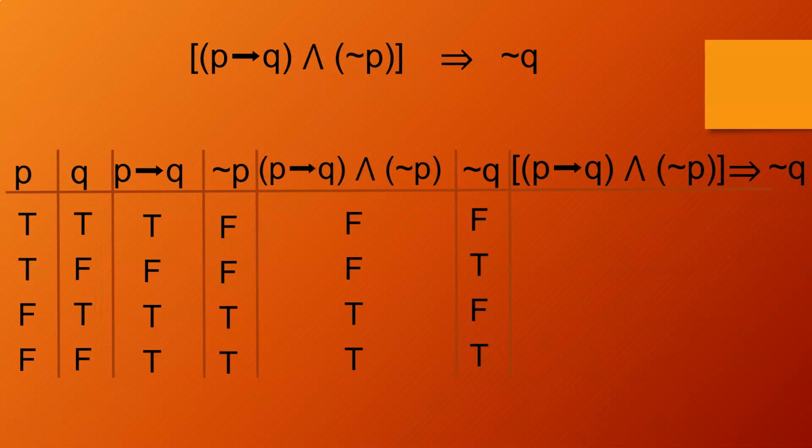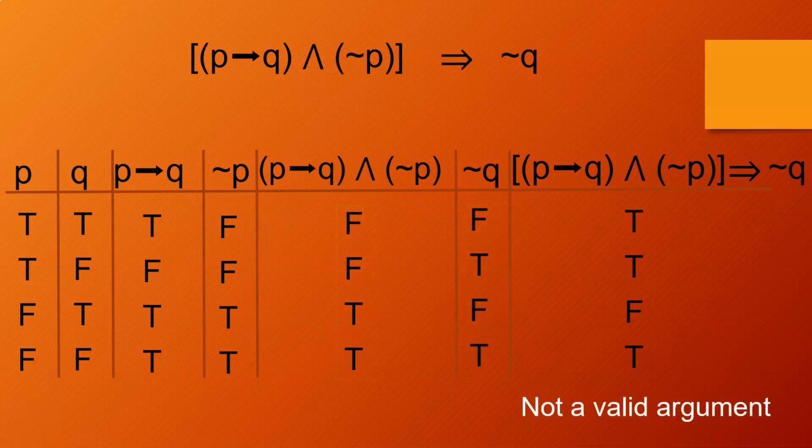And now finally, we'll look back at this column for the antecedent, that's the if part of this conditional. And we'll look at this column for the consequent, that's the then part of the conditional, to get our final column. So the whole point of doing this is to decide whether our argument is valid. Is it always true? That makes it valid. Or is it ever false? That makes it not valid.